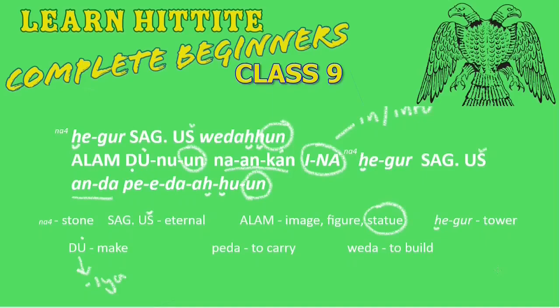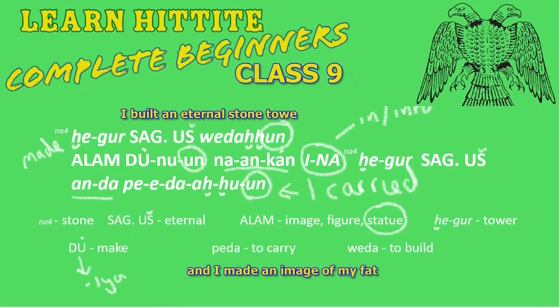Dunun or ianun would be I made, and pedachun would be I carried. And so for this second line, we get something like I made the image of my father and carried it into, or perhaps onto, the stone tower, the eternal stone tower. If we wanted to put all of that together in perhaps slightly more flowing English, it would be I built an eternal stone tower, I made the image of my father and carried it into the eternal tower.